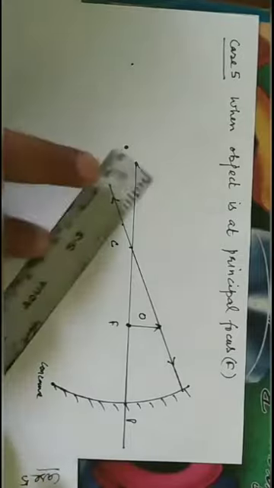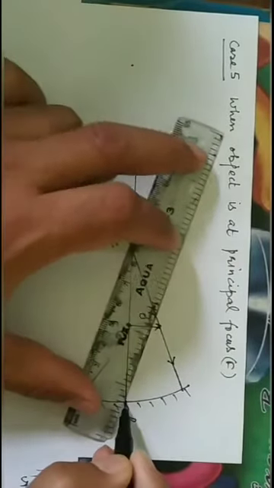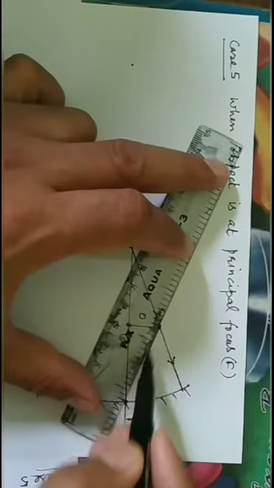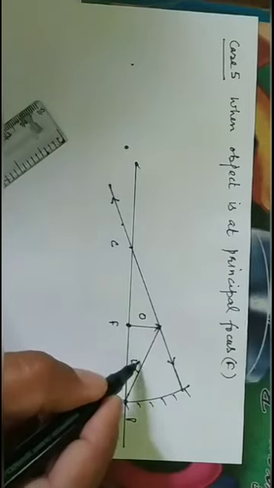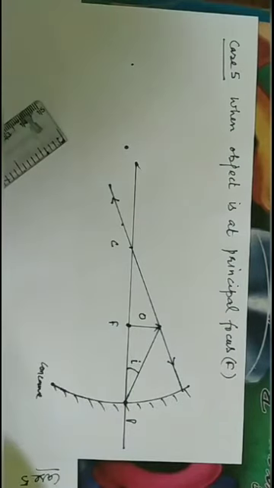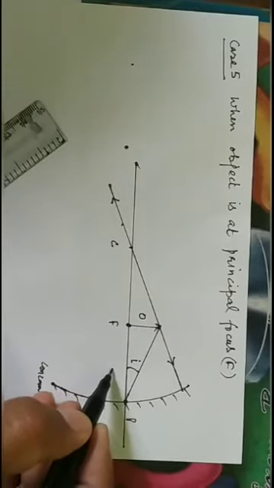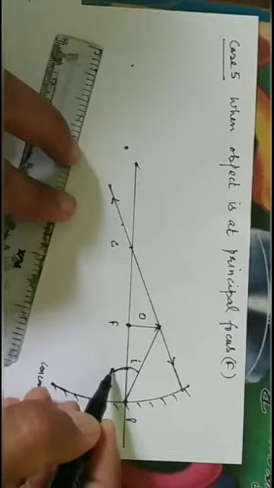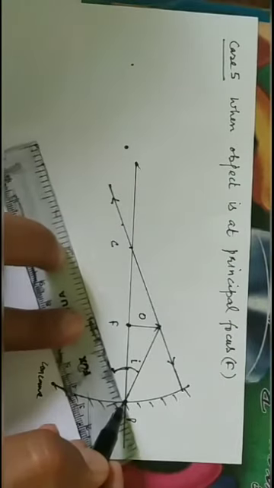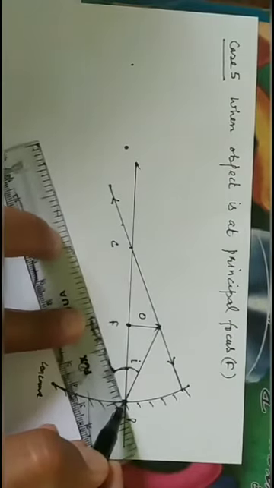Second ray, I cannot pass through the principal focus, so I make it fall at P, making some angle i, that is the angle of incidence. According to the law of reflection, the angle of incidence is equal to the angle of reflection. The same angle it will make. So I make it here, and this is your reflected ray.